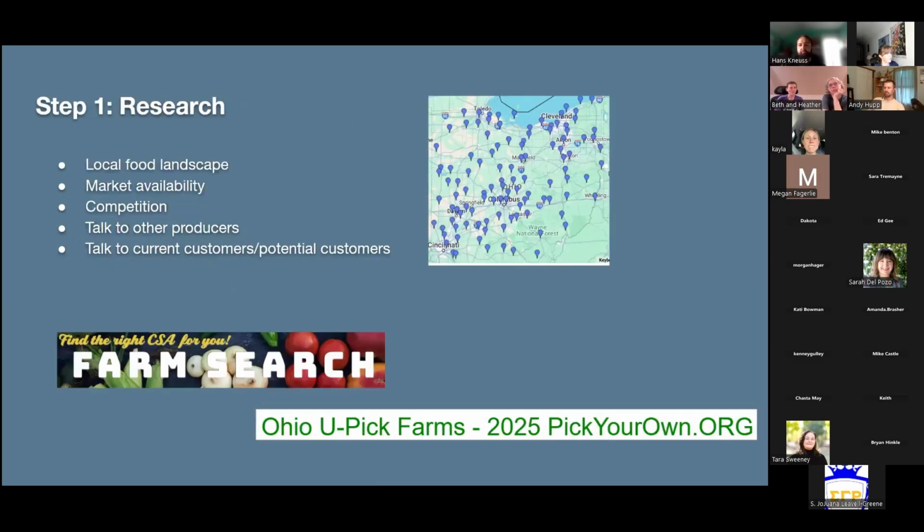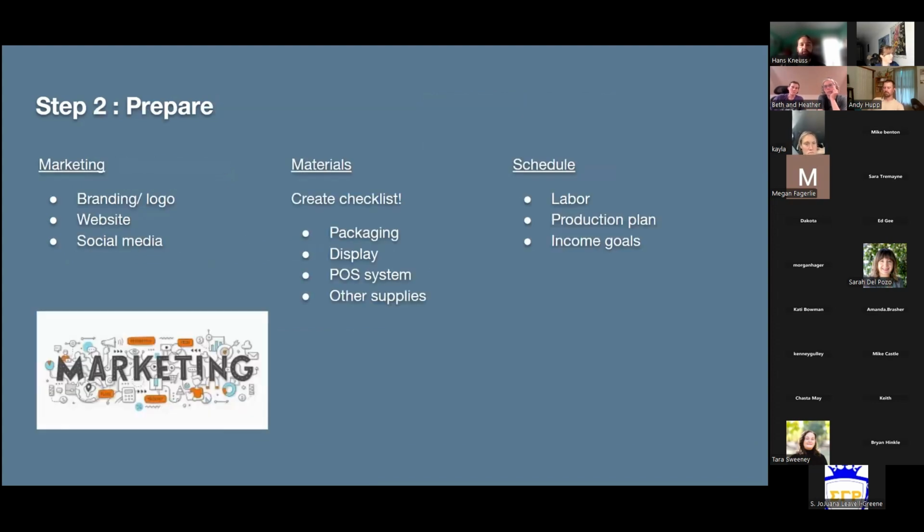So how do you approach direct markets? You want to do your research. Look around at the local food marketplace. Start online. Look at the different farmers markets, the different U-pick farms, the different people that are in your location, and scope out your competition. What's available to you, and then maybe what doesn't exist yet that you can fit into. You want to talk to other producers, talk to your current customers, potential customers, whatever you can do to do that research really will help you in the long run.